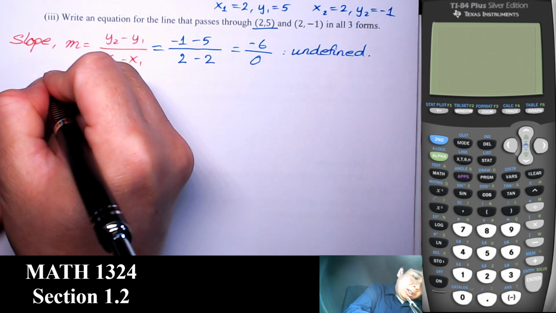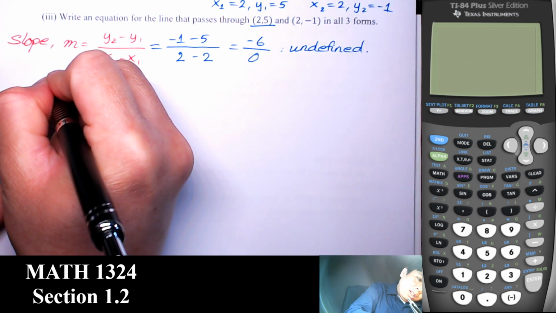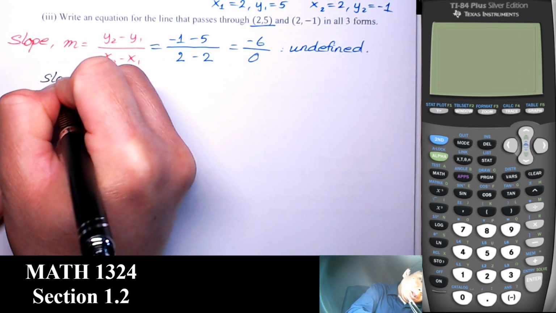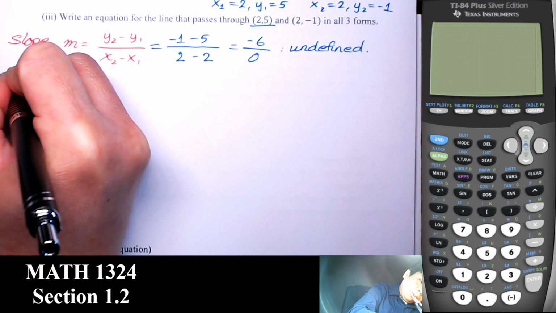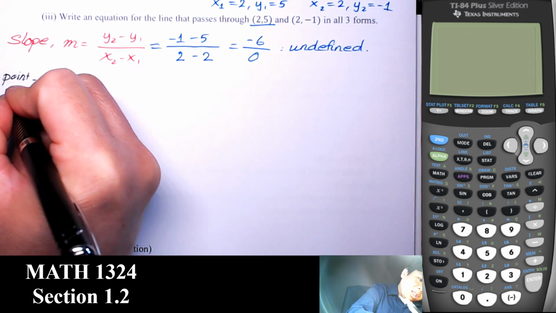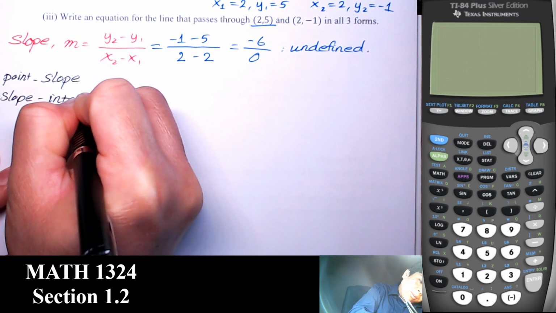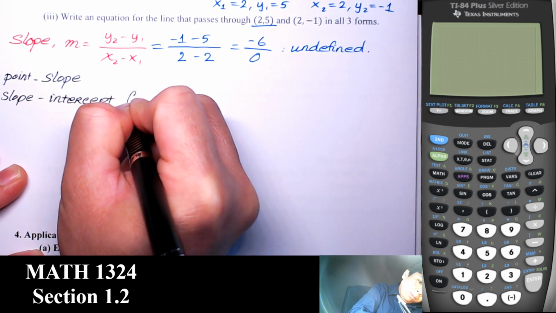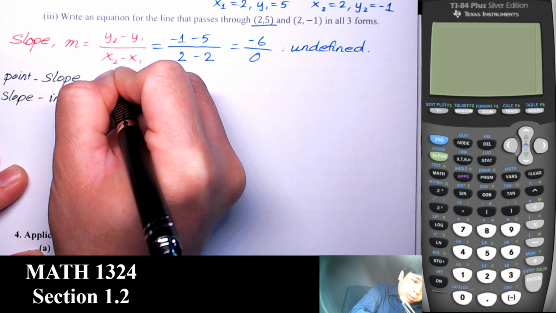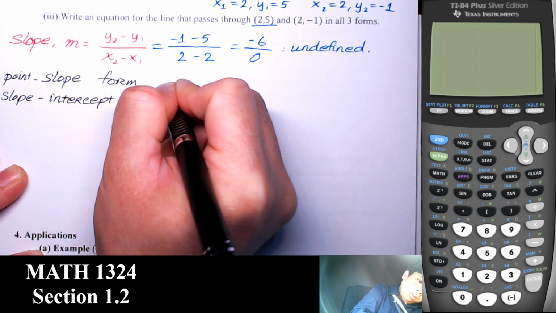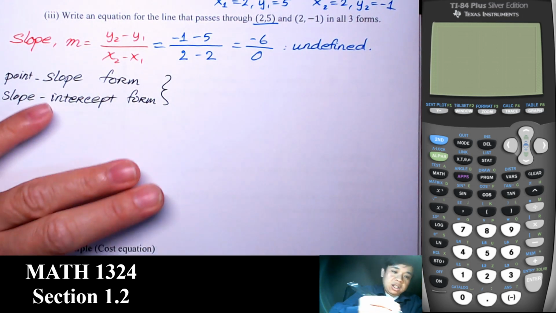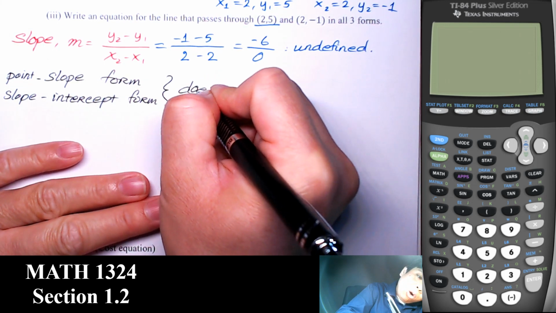So let's write the point slope form. It is non-existent, and the slope intercept form, both of these do not exist because the slope does not exist.